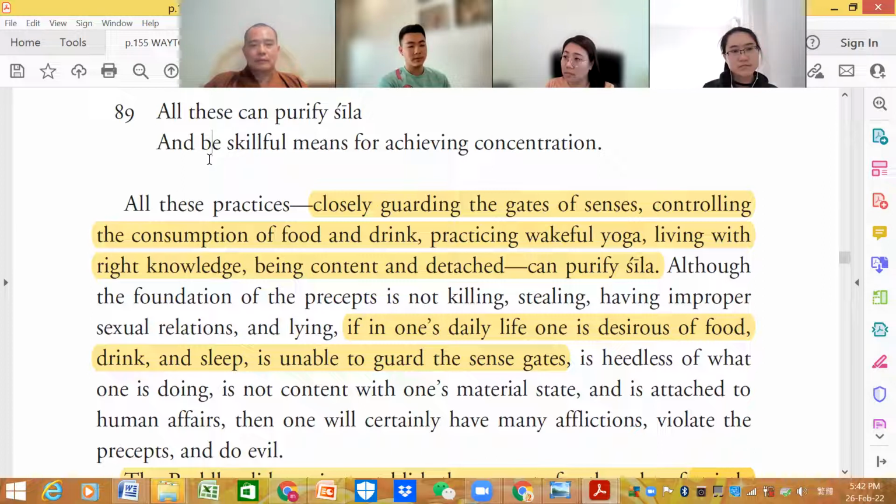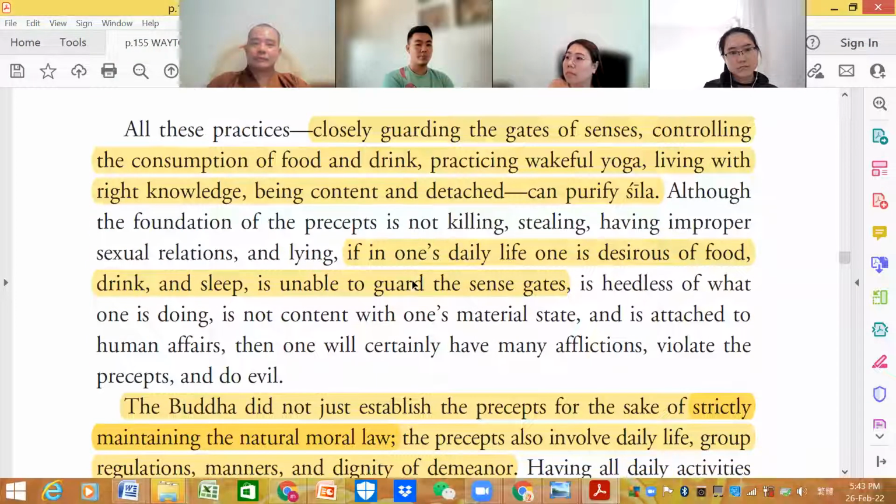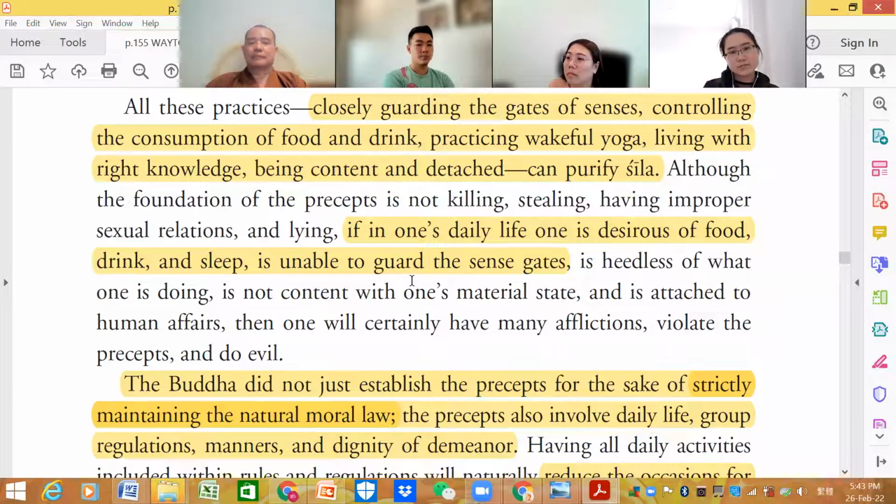All this can purify sila and be skillful means for achieving concentration. All these practices: closely guarding the gates of senses, controlling the consumption of food and drink, practicing wakeful yoga, living with right knowledge, being content and detached can purify sila.